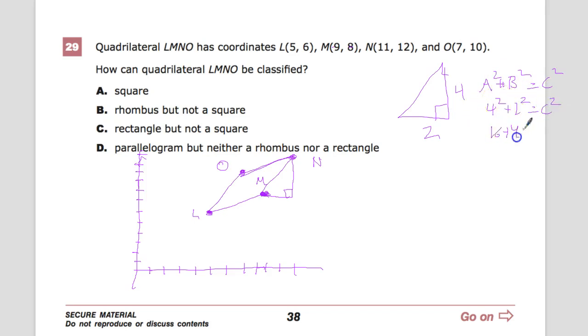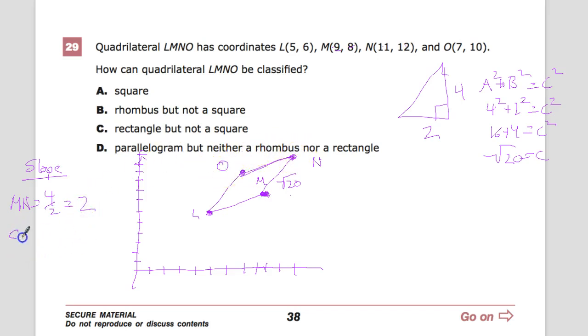2 squared plus 4 squared is 4 plus 16, so c is the square root of 20. So for this distance here, the square root of 20. Also, I might notice, if I was going to do slopes for MN, just to take a note, because they'll ask me about certain things, it goes up 12 minus 8, so 4, and it goes over 9 to 11, so that's 2. So it has a slope of 2.